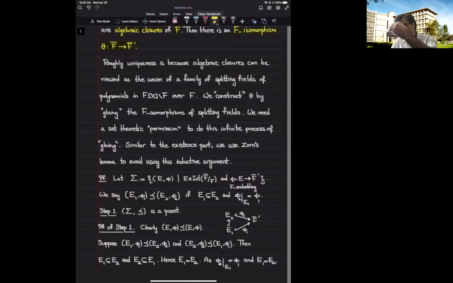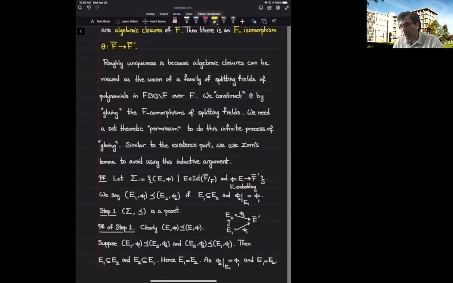As we have discussed, we can start with a single non-constant polynomial in F bracket x, and then consider its splitting field, and then add the splitting field of another polynomial to this, and continue like that. And we didn't prove it, but it's quite intuitive that that would be our F bar.